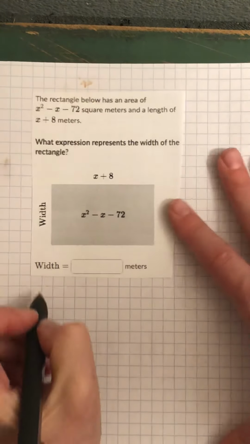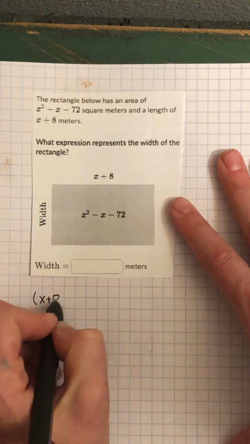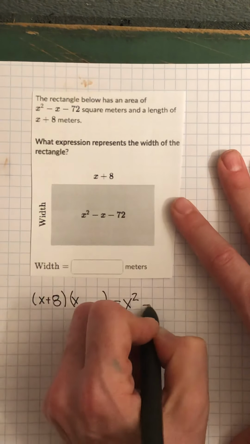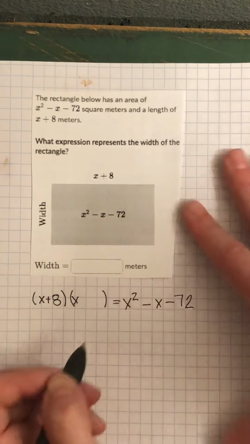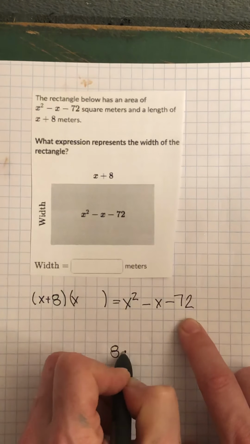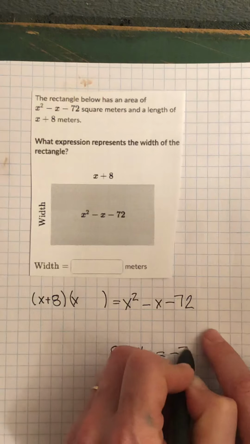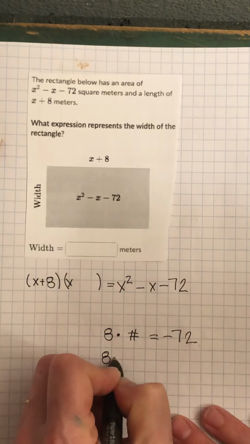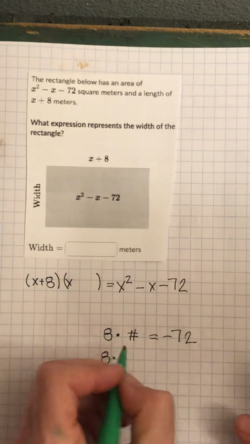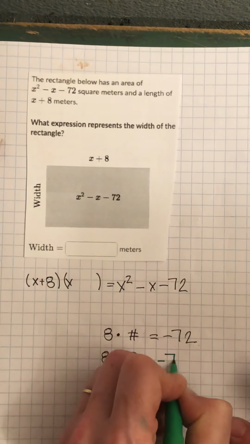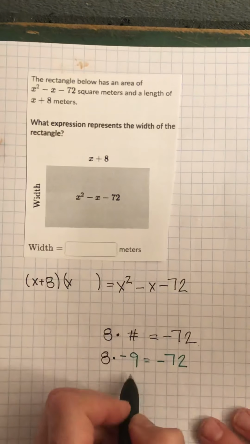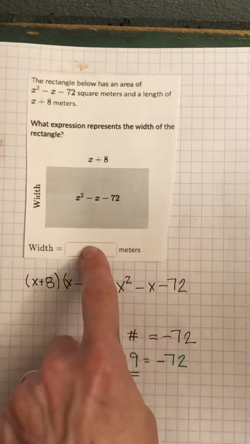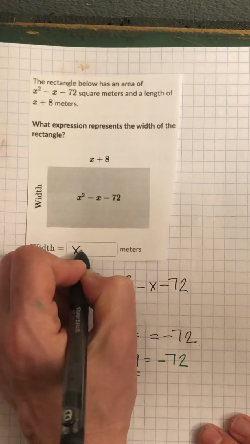All right. So x plus 8 times another factor, starting with x, equals x squared minus x minus 72. So if you do 8 times some number, you want negative 72. Well, it's negative 9. 8 times negative 9 is negative 72. So it's got to be negative 9. That's it. So my answer in this box up here is just x minus 9.